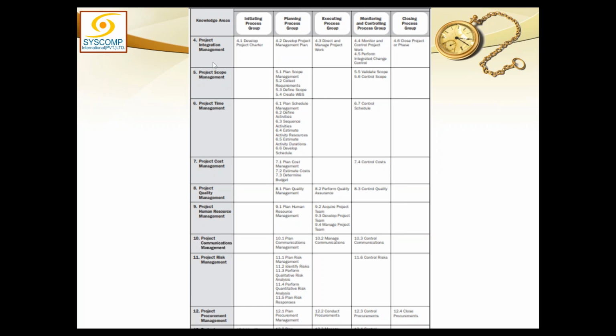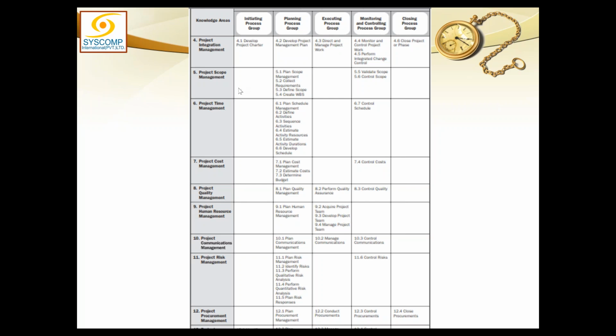And it has to have some kind of process in integration in every process group. Now look at integration and look at the row in front of it. It has a process in initiation, a process in planning, a process in execution, 2 processes in monitoring and control, and 1 in closure. So it has a process everywhere.